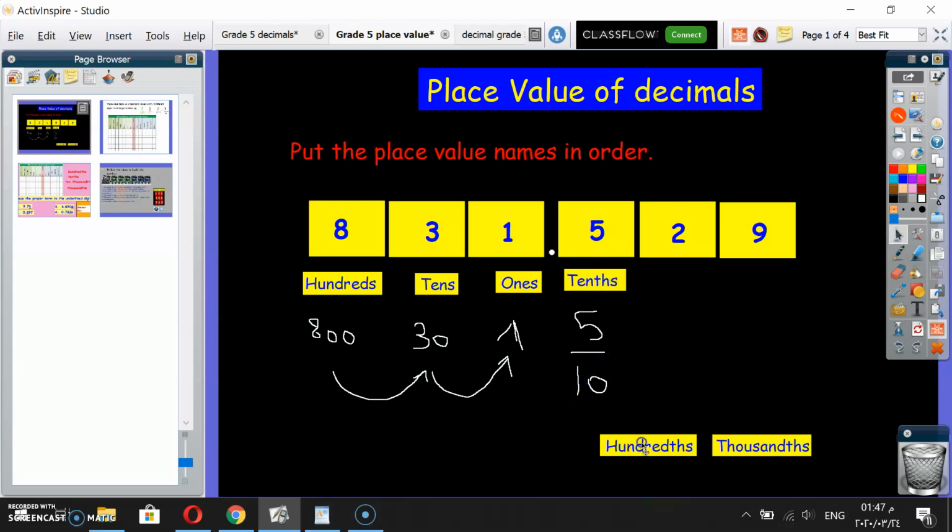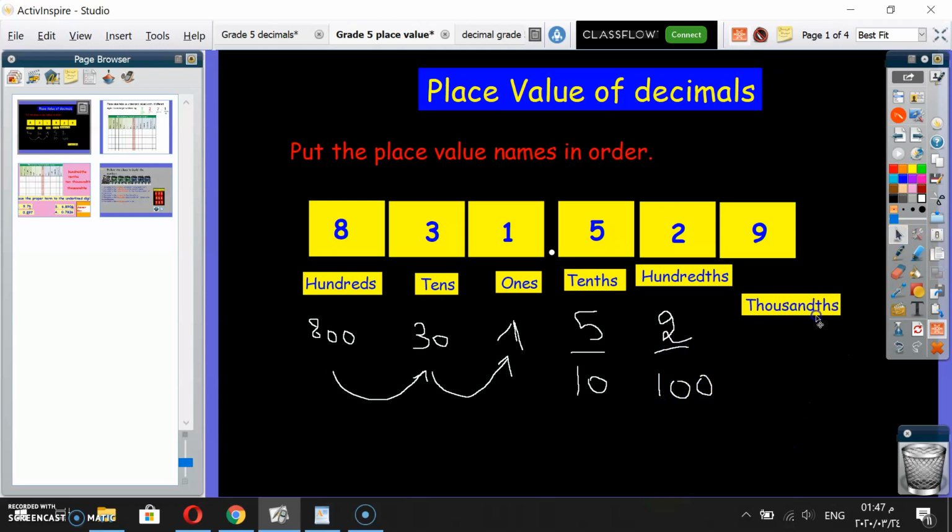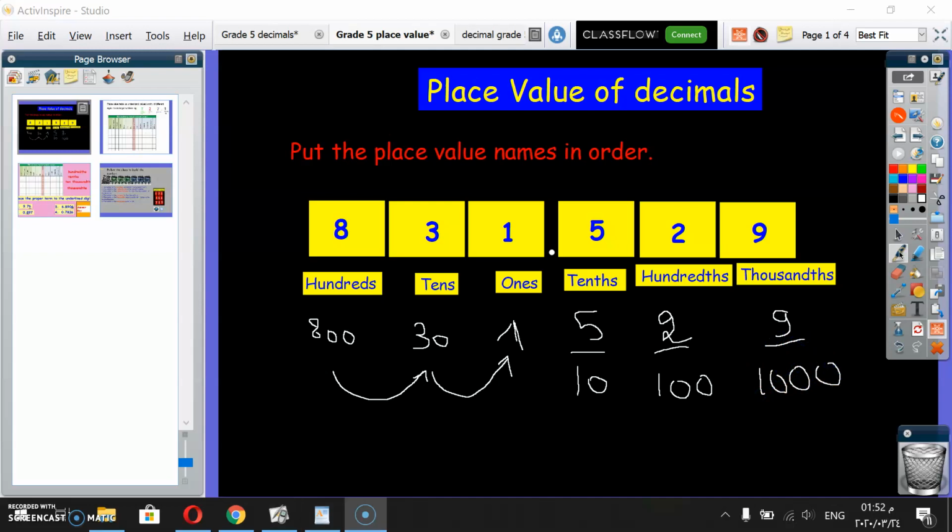After tenths, to the right of tenths, we have hundredths. So hundredths is smaller than tenths by 10 times, so it will be represented by 2 divided by 100. To the right of hundredths, we have thousandths, so this 9, in fact, represents 9 thousandths, or we can write it as 9 divided by 1,000.